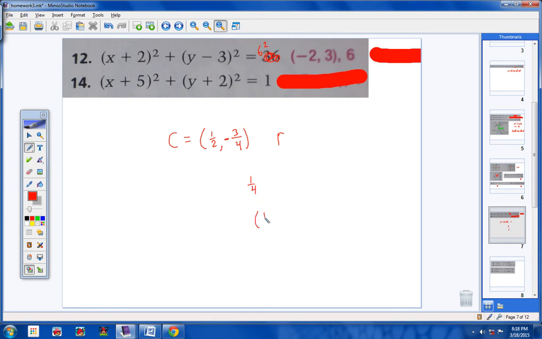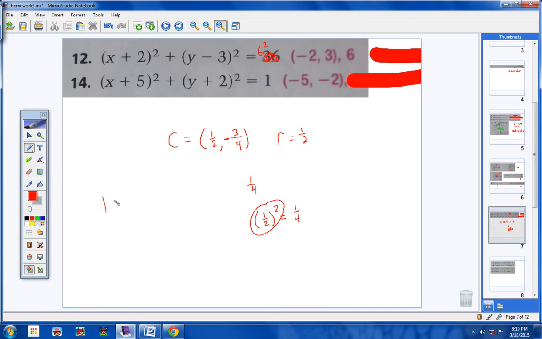Well, think about it, guys. 1/2. If I take 1/2 times 1/2, I get 1/4. So in place of the 1/4, I can put this right here. And now I've rewritten 1/4. Negative 5, negative 2. And then the radius, we're going to rewrite the 1 with a power of 2.